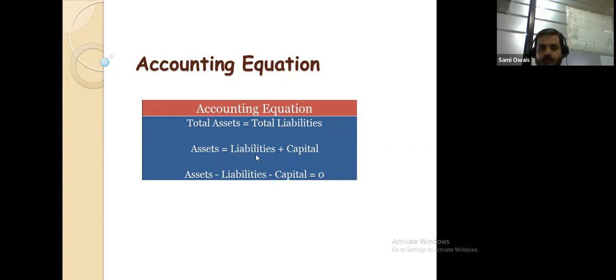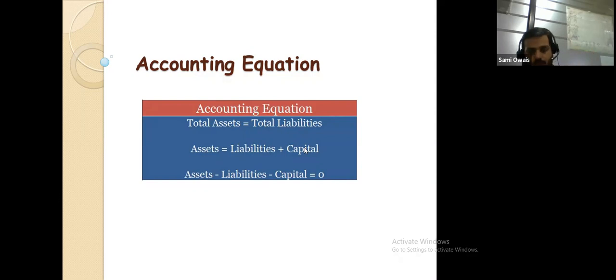Why does it have to be zero? The question is why this equation should match and how it would match. The simple answer is because we follow the double entry bookkeeping system of accounting. Double entry means every debit must have an equal and corresponding credit. Similarly, if you are recording any credit of say 100 rupees, then you must have a debit of 100 rupees. Simple. Makes sense? Because of this reason only, all the assets must match your liabilities plus capital.